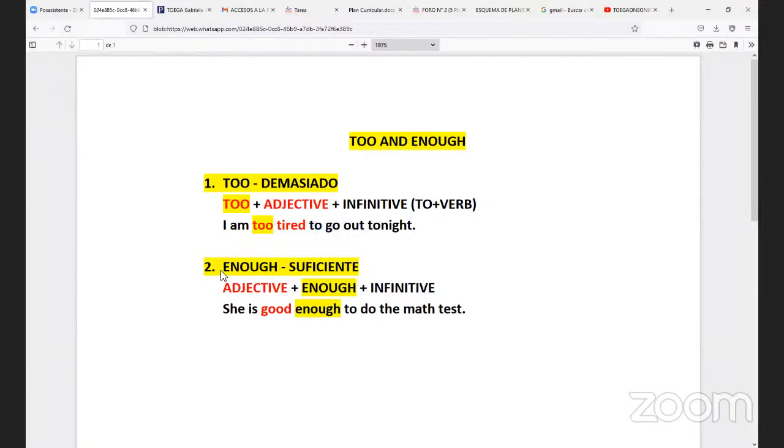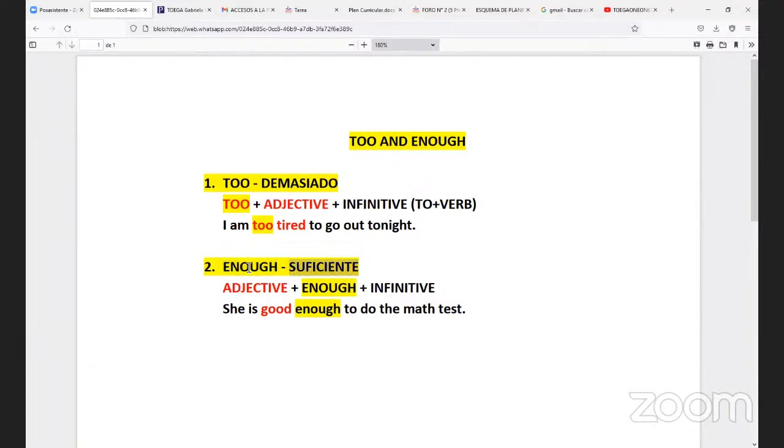And we use "enough," okay? Enough is the other word, and this is not an exaggerating word. This is a word that we use in order to express something that is not too much and it is not too little. So it is in the middle. It is like 50% sufficient.